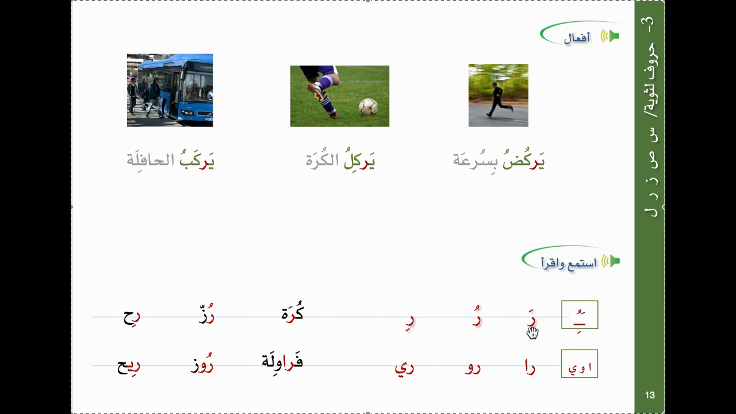Okay, now we have some short vowels and long vowels. Let's go through them one by one so we can hear the difference. Ra, ra, ru, ru, ri, ri. Okay, try to repeat them after me. Read them as well yourself.